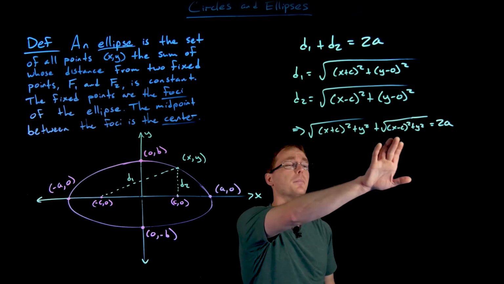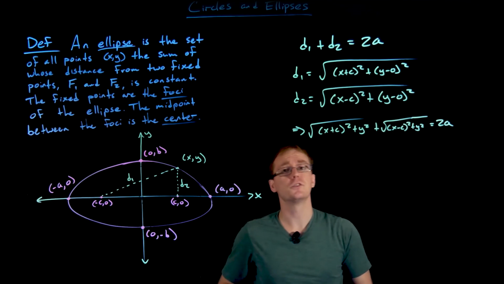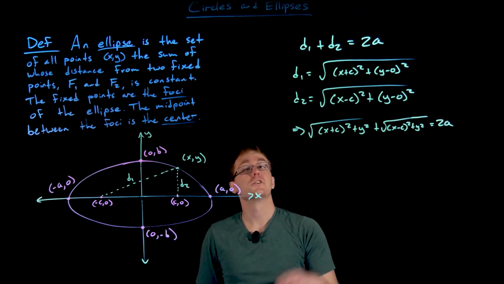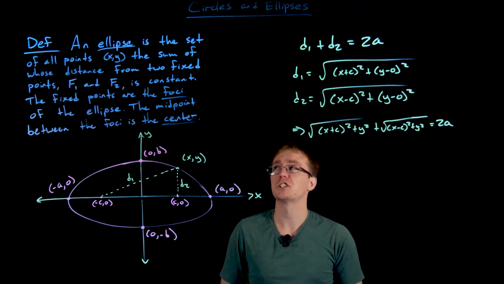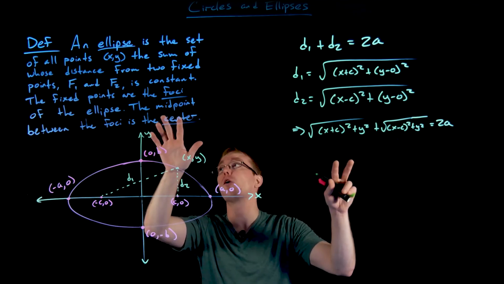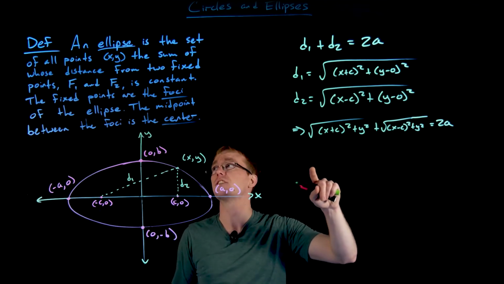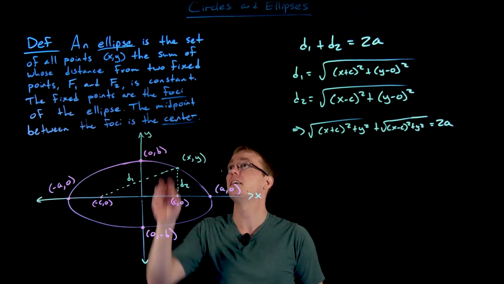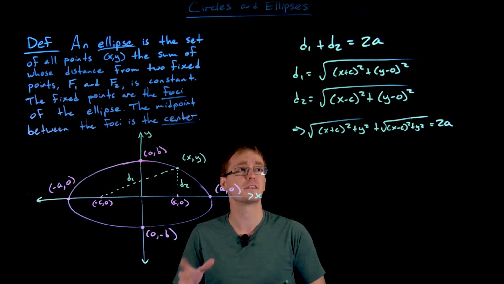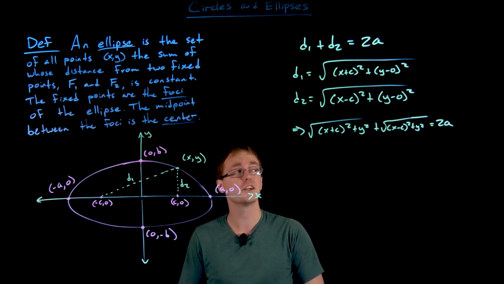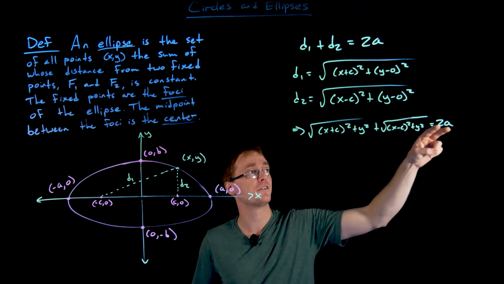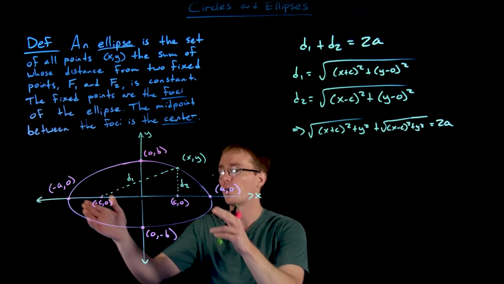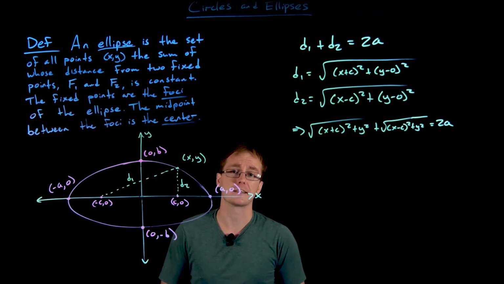So D1 plus D2 is equal to 2A, right? Just using that fact from the definition of an ellipse, that an ellipse is the set of all points, the sum of whose distance from two fixed points, that's what these two square root expressions are describing, the sum of those two distances from the fixed points equals some constant that we found to be called 2A, or the length of our major axis.